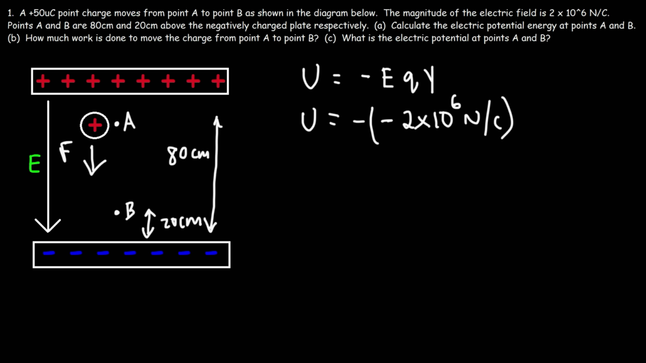And then we have the charge. So Q is positive 50 times 10 to the negative 6. And then we need to plug in the height. So let's calculate the potential at A first. If we calculate the potential at A, we need to use the position at A. It's 80 centimeters, so that's going to be 0.80 meters. So the two negative signs will cancel, which will give us a positive answer.